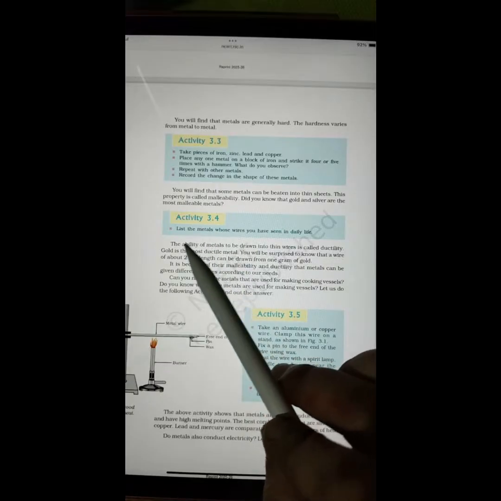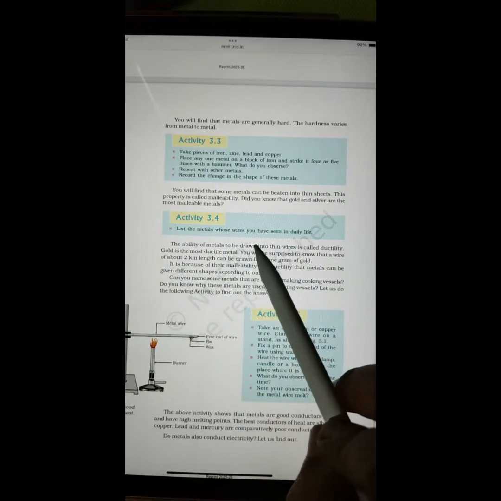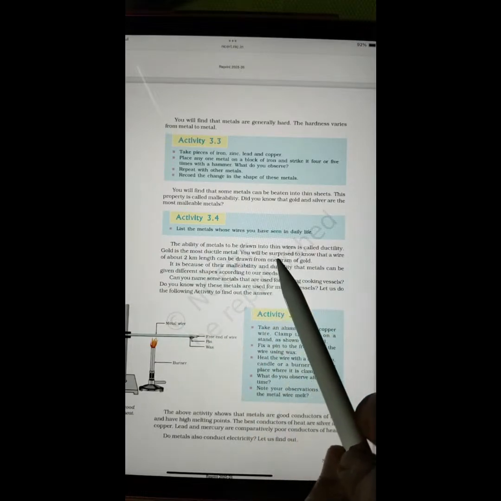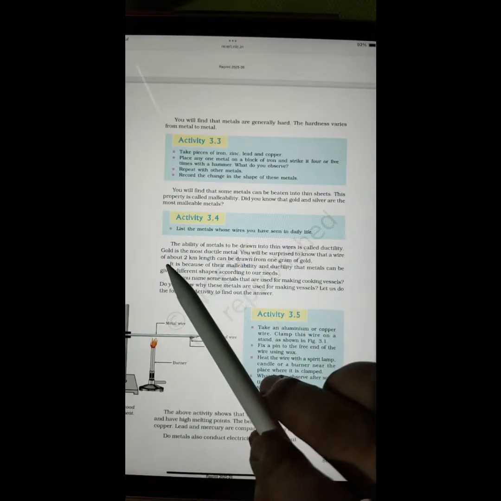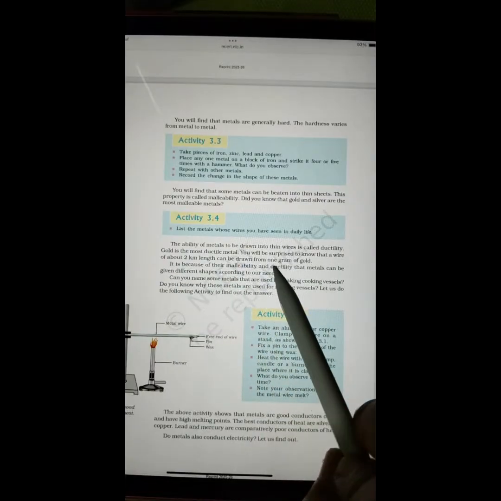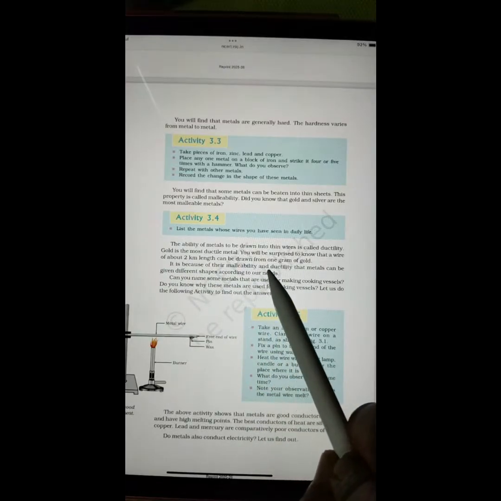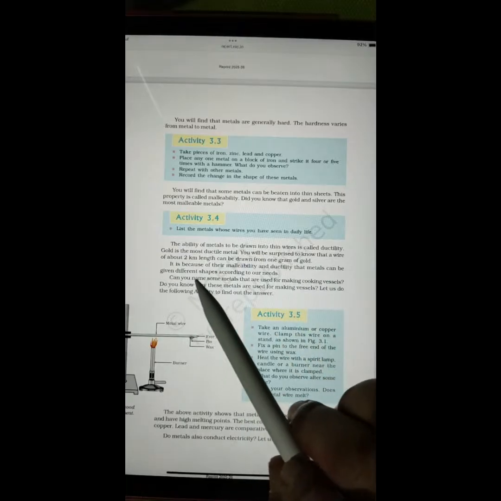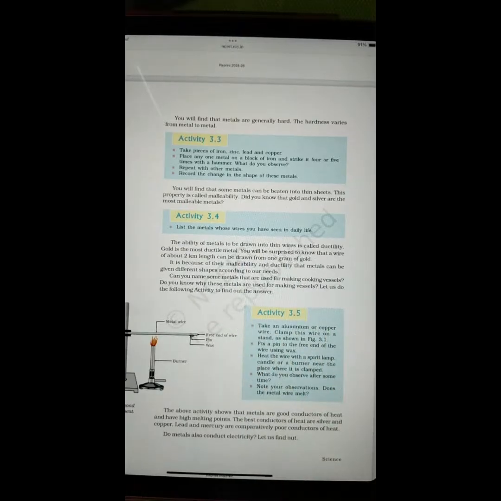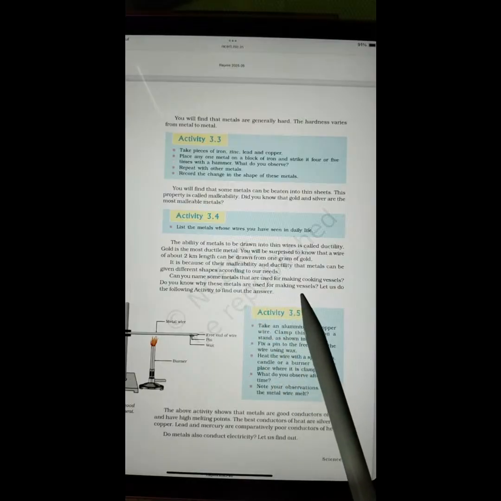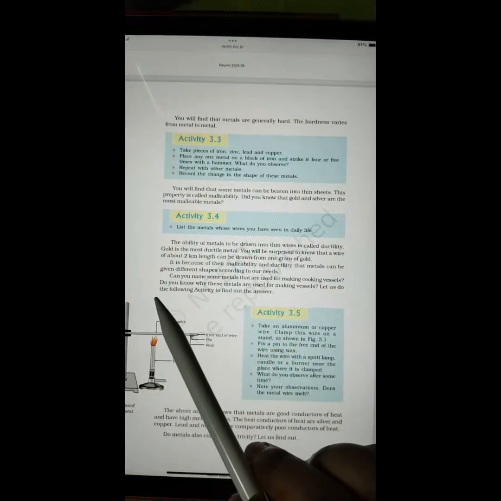Activity 3.4. List the metals whose wires you have seen in daily life. The ability of metals to be drawn into wires is called ductility. Gold is the most ductile metal. You will be surprised to note that a wire of about 2 kilometer length can be drawn from 1 gram of gold. It is because of its malleability and ductility that metals can be given different shapes according to our needs. Can you name some metals that are used for making cooking vessels? Do you know why these metals are used for making vessels?